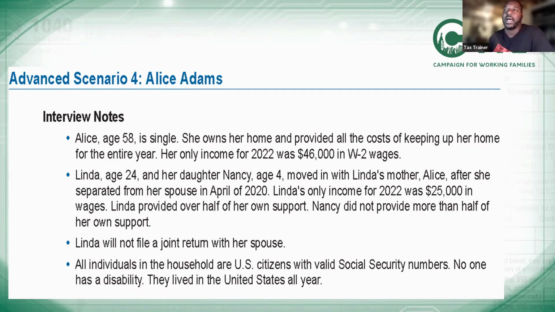It said, Alice, age 58, she's single, she owns her own home and provided the cost of keeping up her home for the entire year. Her income was $46,000. So Linda, who was 24, and her daughter Nancy, age 4, moved in with Linda's mother, Alice. So let's just break this down. Linda is Alice's kid, and then Nancy is Alice's granddaughter, and of course, her daughter's child, right?